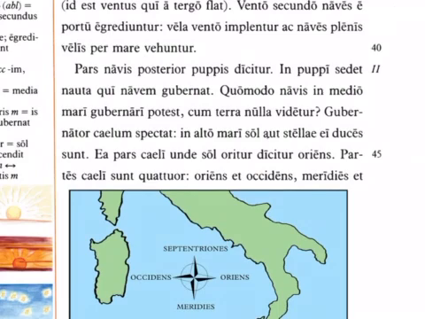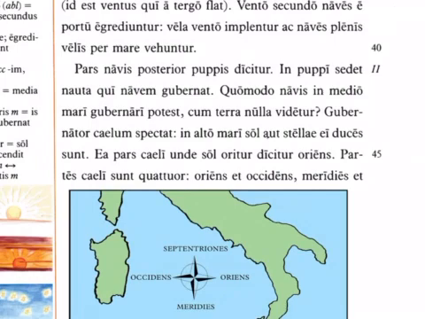Pars navis posterior pupis dicitur. The posterior or back part of the ship is called the pupis. In English we call this the stern or the poop. In pupi sedet nauta qui navem gubernat. In the stern or poop deck sits the sailor who controls or pilots the ship.